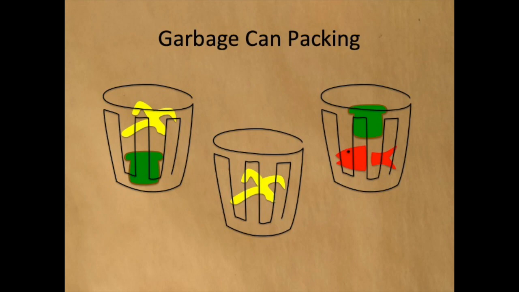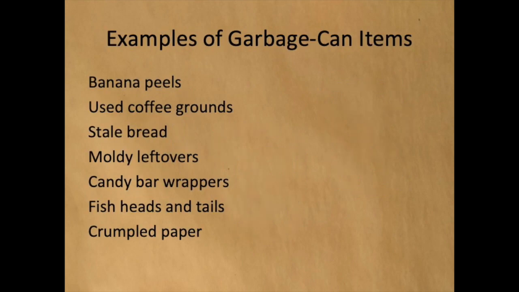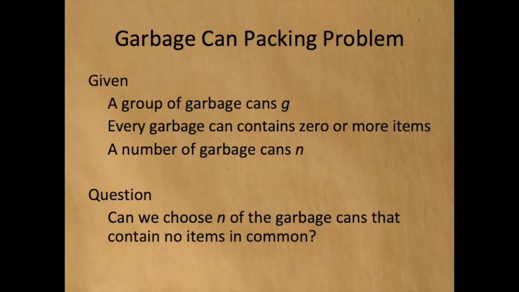Garbage can packing. Garbage can items include things like banana peels, used coffee grounds, stale bread, moldy leftovers, candy bar wrappers, fish heads and tails, and crumpled paper. The garbage can packing problem: if we are given a group of garbage cans G, where every garbage can contains 0 or more items, and we are given a number of garbage cans N, the question is, can we choose N garbage cans that contain no items in common?